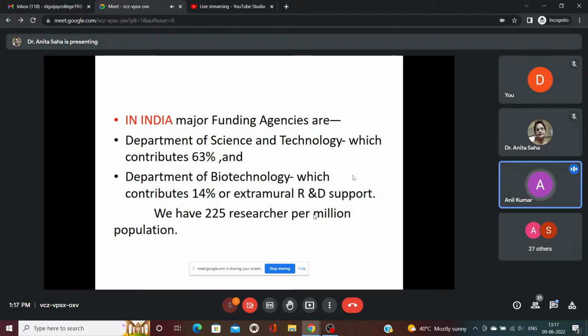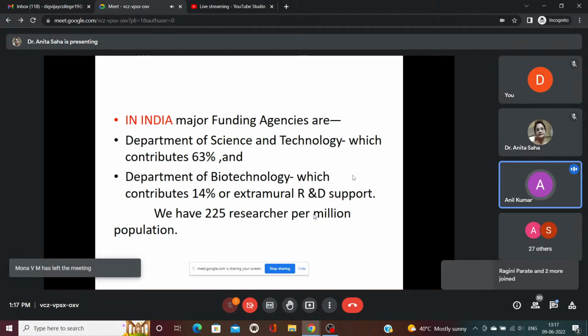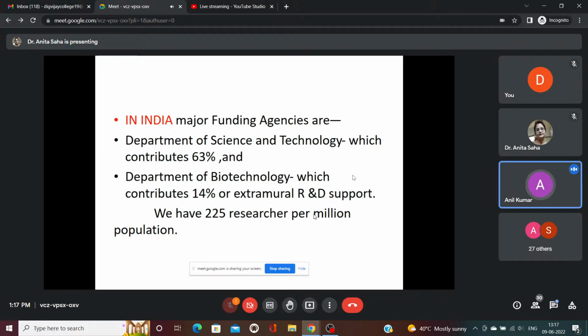We have a total of 225 researchers per million population. For 1 million population in our country, total researchers are only 225. This is very miserable. In Israel, per million, it is more than 1250 researchers, and in India, it is only 225. So definitely we have to meet the need of the society. We have to do a lot of things to fill this gap of researchers for our country.